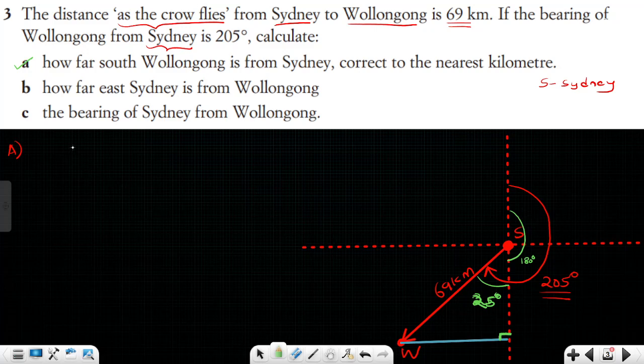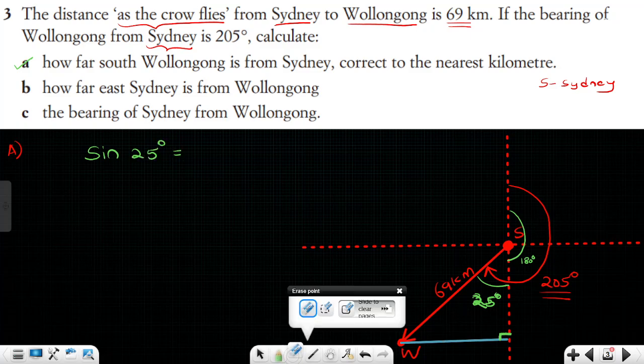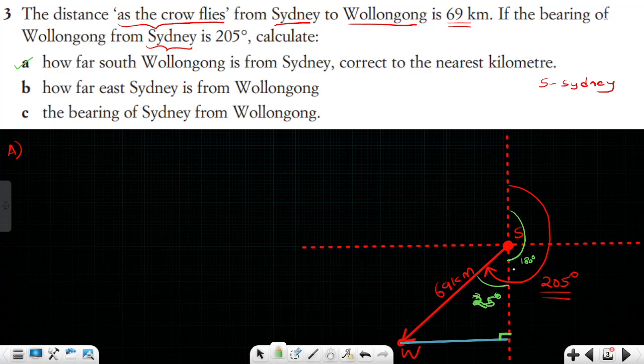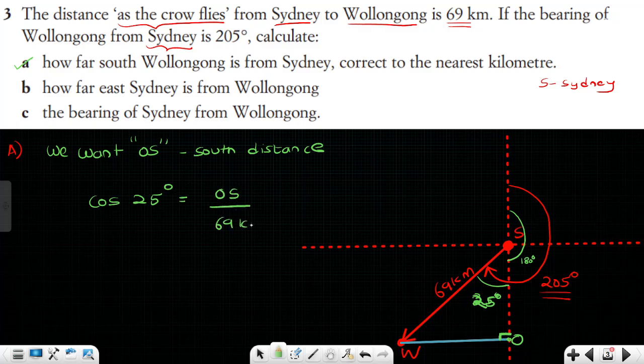So now in this right angle triangle, if you apply sine 25 degrees, you will be getting, no, we don't want sine at all. We want cos, because let's name this point as W, let's call it as some O. Okay, we want OS, because he is asking how far south. So OS gives you that south distance. So we need to apply cos. For 25 degrees OS will become adjacent side. Therefore cos 25 degrees is equal to OS divided by hypotenuse 69 kilometers. Therefore OS is equal to 69 into cos 25.